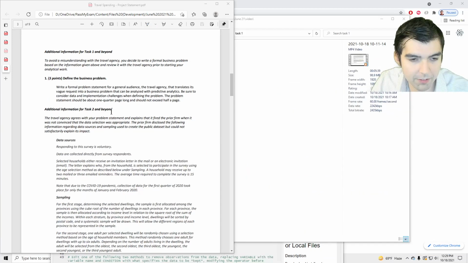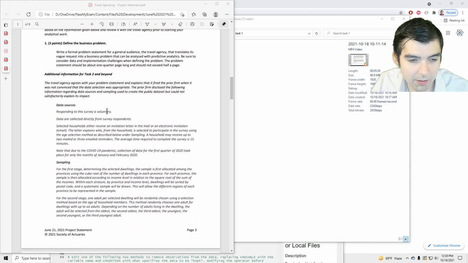Additional info for task 2 and beyond. The travel agency agrees with your problem statement and explains that it fired the prior firm when it was not convinced that the data selection was appropriate. The prior firm disclosed the following info regarding data sources and sampling used to create the public data set, but could not satisfactorily explain its impact.